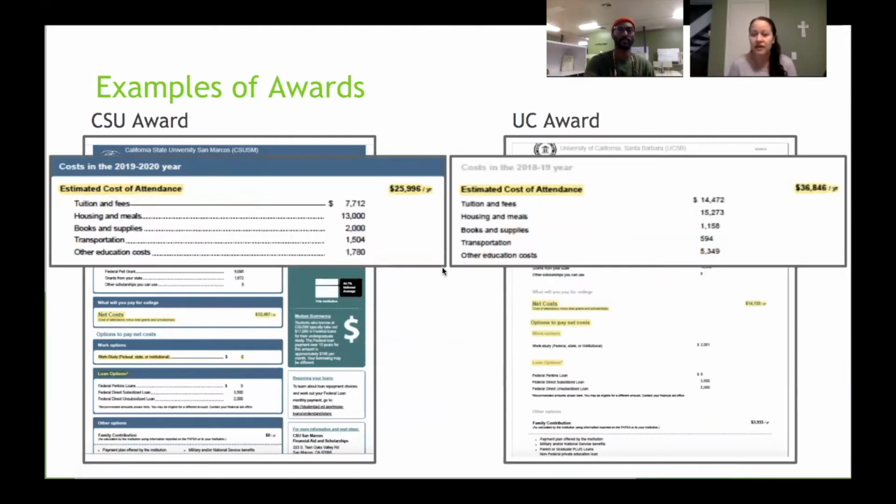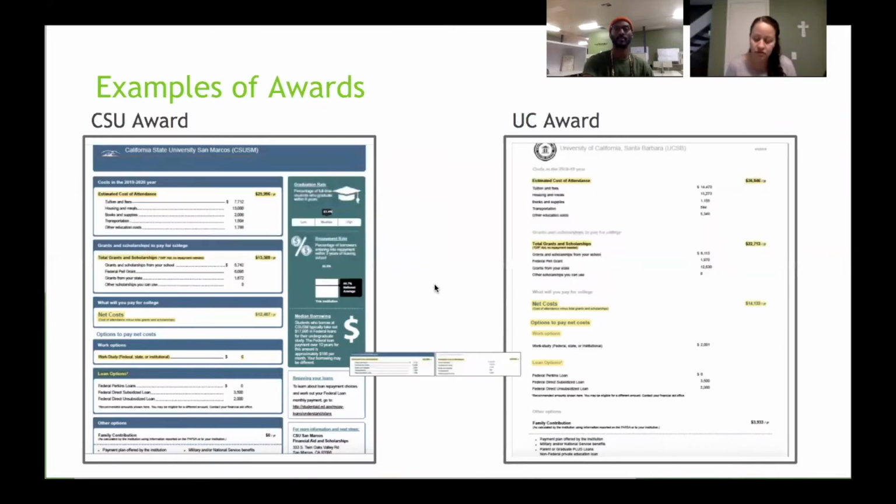The first term you'll want to become familiar with is cost of attendance. That is an estimate of what you can expect to pay for one academic year of school. And that includes your tuition and fees, your housing and meals, also known as room and board, your books and supplies, transportation, and other educational costs. You'll find that some of your costs of attendance will be fixed, such as tuition and fees, and others will vary, such as housing and meals. Students can also take cost-cutting measures for their variable costs.